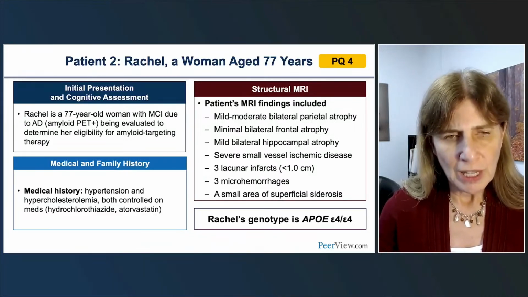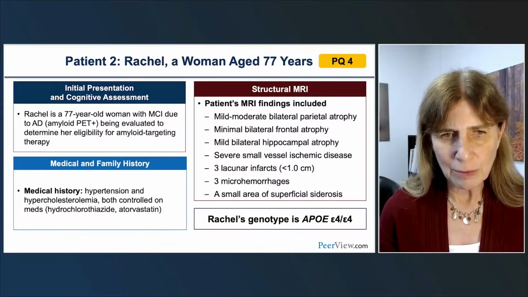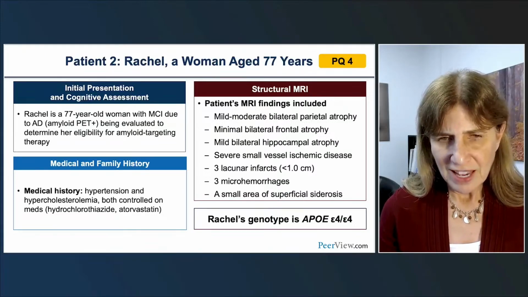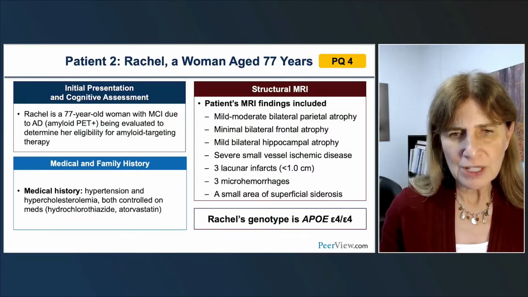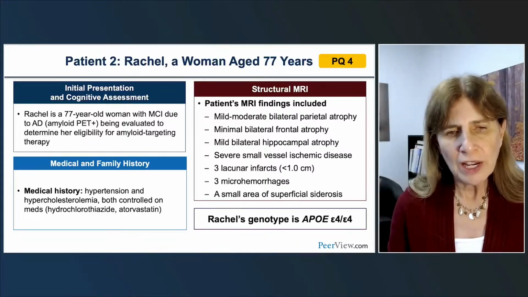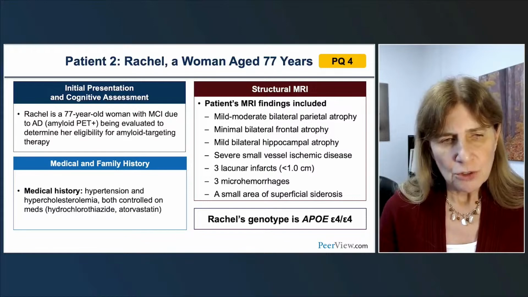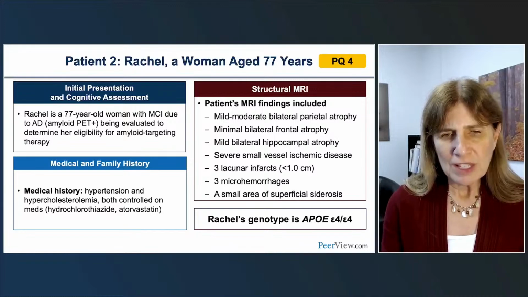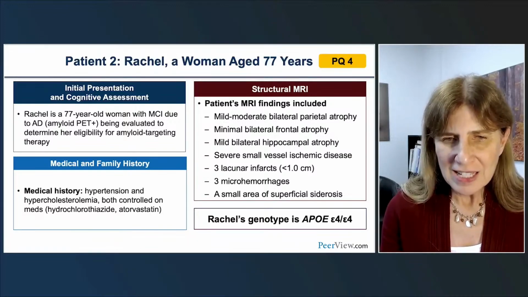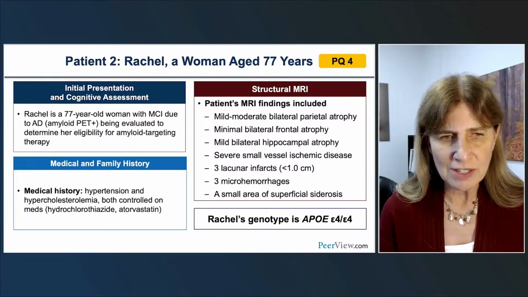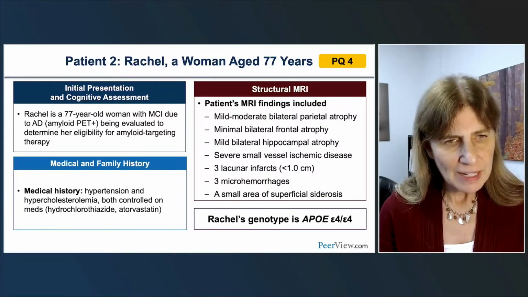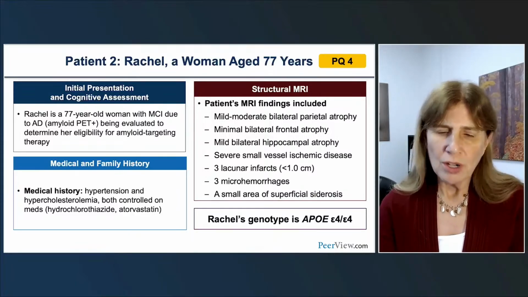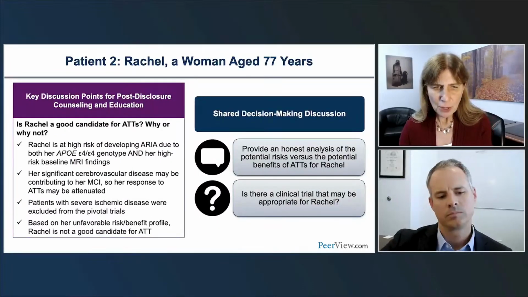But here's what we're getting into now. Severe small vessel ischemic disease. 3 lacunar infarcts, and I think you heard Eric say, more than 2 is putting her at a higher risk for ARIA. And she has 1 area of superficial siderosis. So she's somebody now who already has some evidence of small vessel disease, a significant amount of it, and some underlying CAA related to her Alzheimer's disease. ApoE testing was ordered to complete the workup, and she's found to be an ApoE4 homozygote. So lots of questions here.